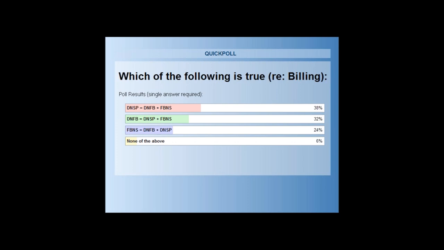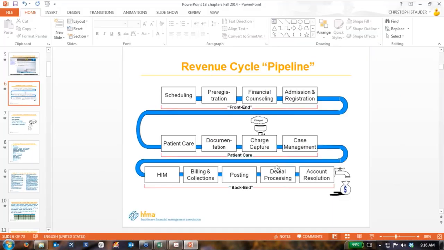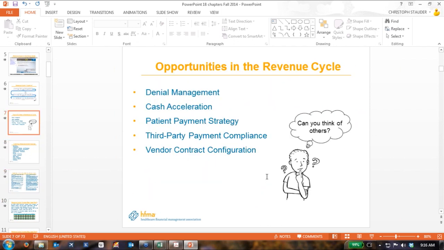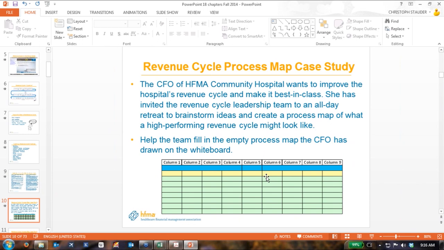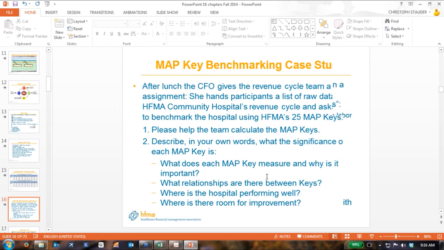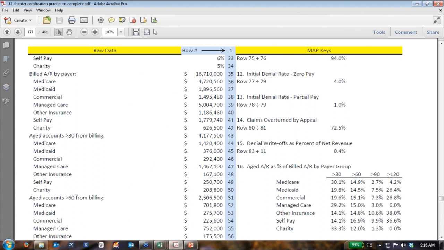The next set of polling questions will all pertain to the material that we are about to start talking about next. So what are we going to talk about next? We're going to talk about a granular approach to the revenue cycle. You already see... well, I'm going to take us through the book and then come back to the slides here. Okay, so back to the book and the section on the revenue cycle up front.